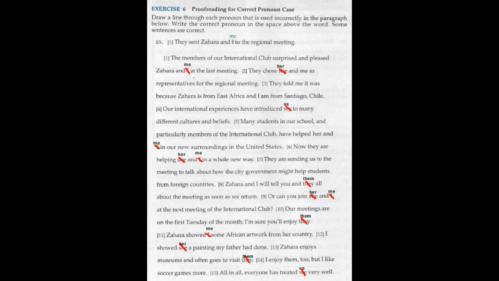Okay, here are all the corrections that you should have made in the assignment. Please mark yours if you corrected them incorrectly, and hopefully today you've learned a little bit about pronouns.